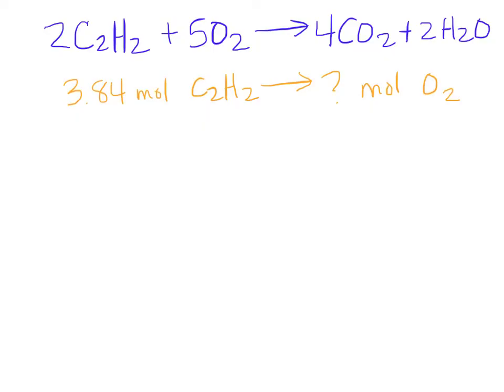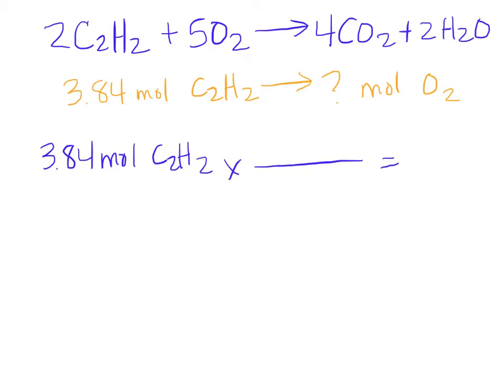Here I've rewritten the equation, and then I've gone back to what the question was asking. If we have 3.84 moles of acetylene, how many moles of oxygen do we need? This is obviously going to be a mole-to-mole conversion. As always, you want to start off with your given, which is the 3.84 moles of acetylene. Then we set up our conversion factor, and I'm hoping you remember that whatever your unit for your given is, it's going to go on the bottom. So I'm going to put moles of acetylene on the bottom, and I'm trying to get into moles of oxygen, so that's going to go on the top.